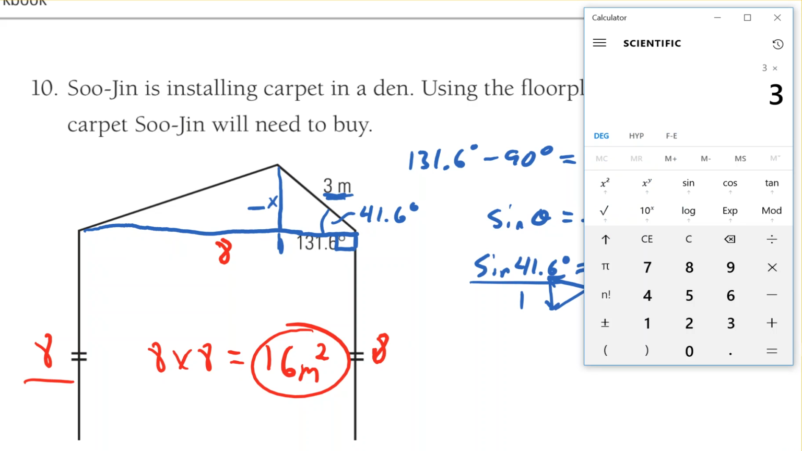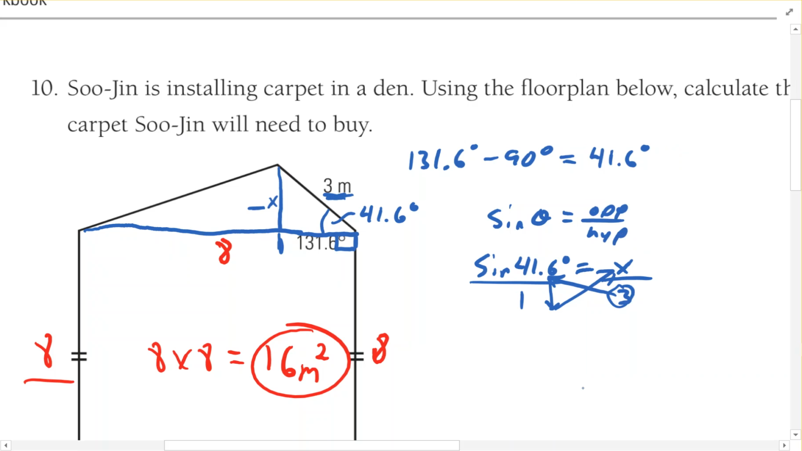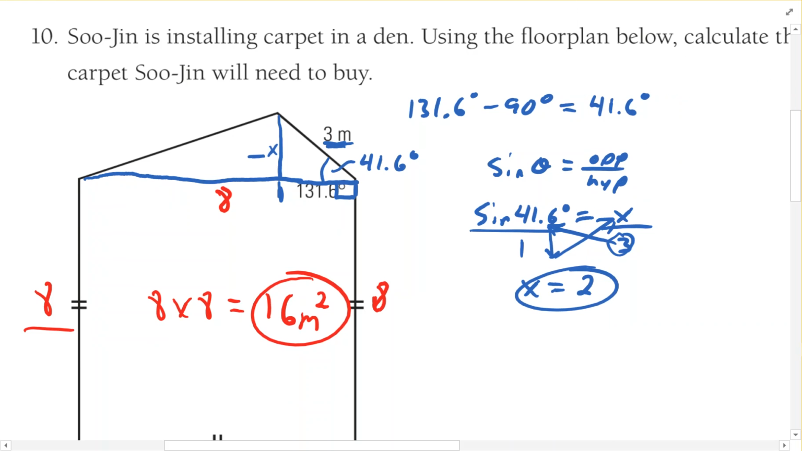So 3 times, and then remember it's got to be 41.6 and then sine. You kind of do it backwards from the way you read it. So sine and then equals. So 1.99. So I'd even say 2. So x is going to be equal to 2. Okay, so we got the hard part figured out. So the height from there to there is 2.